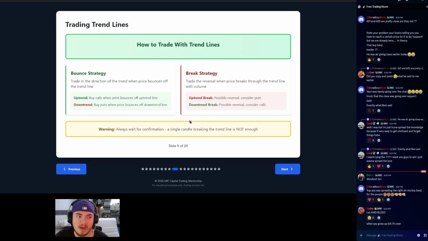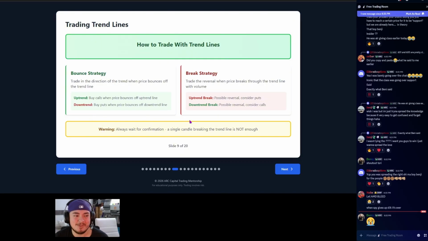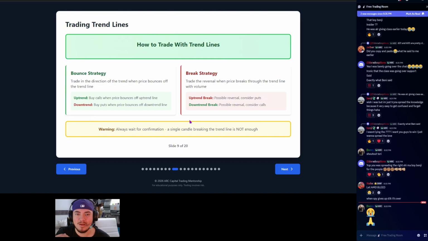Trading trend lines. How to trade with trend lines. Bounce strategy: trade in the direction of the trend when price bounces off a trend line. For an uptrend, you're going to buy calls when price bounces off the uptrend line. So when we come to that pivot point where we've seen price come in, respect it, and the buyers come in, right? That's where some people base their strategy, where it comes to test the trend line, right? For a downtrend, you would buy puts when price bounces off a downtrend line, right?